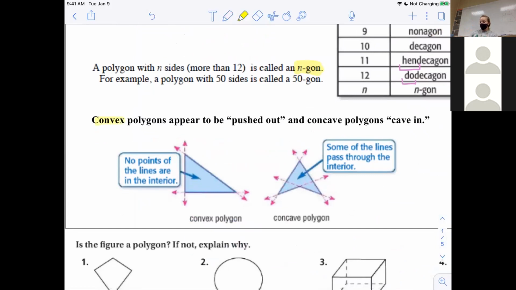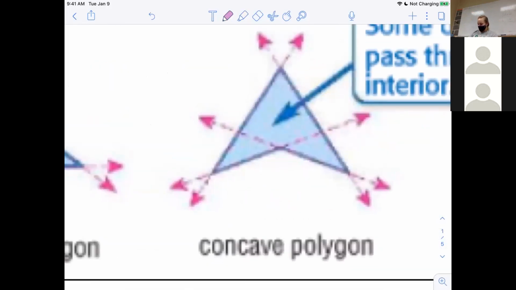We have a convex polygon, which means that everything is pushed out. I don't think that's an awesome definition, so I like to think about concave. Concave means that something is caved in. It's like if I took my finger and poked into the polygon and it now has an indent in the polygon. In the concave example, it's like I poked right there. There's a little indent right here.